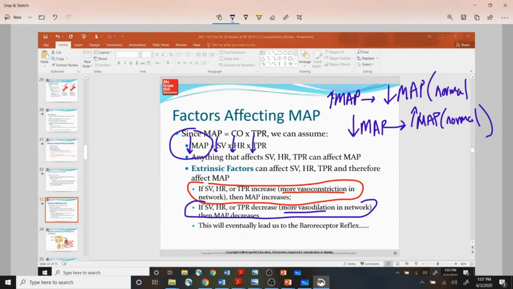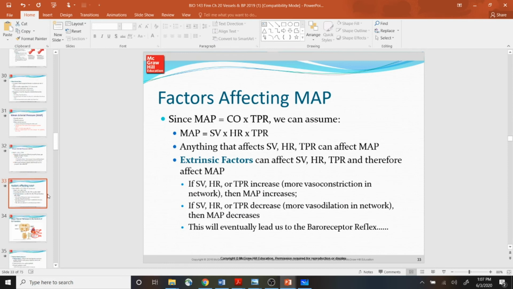The second part is now thinking about this is occurring, but we want this to occur. Okay, negative feedback. Or this is occurring, but we want to get back to normal. What would happen? And that's where you really have to understand this. We'll see that next.